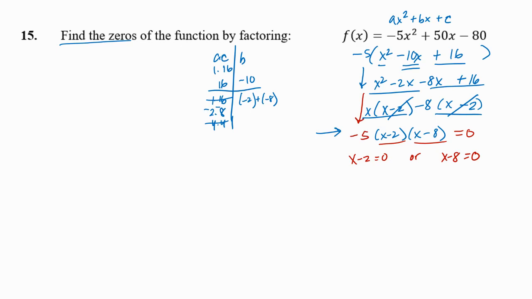Okay. Now, notice when it comes to solving, I don't set -5 equal to 0, and that's because -5 equals 0 would give me a false statement. Also, -5 doesn't contain a variable, so there would be no need to set that factor equal to 0. All right, continue solving. We want to add 2 to both sides. We get x is equal to 2. Add 8 to both sides. We would get x is equal to 8. So the zeros are x equals 2, and x equals 8.